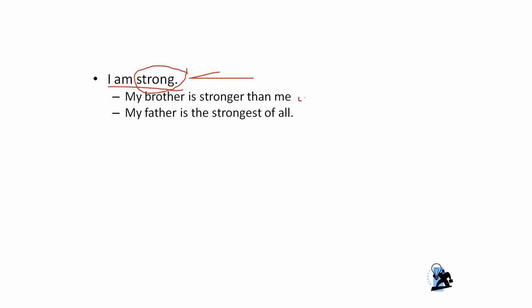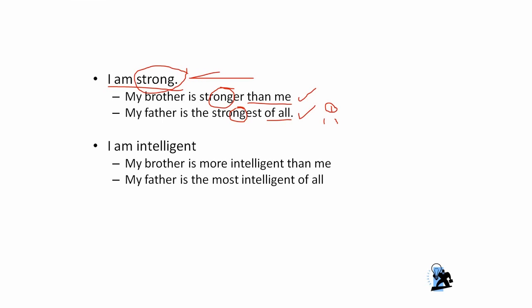Now here I am trying to compare myself with my brother. Now here there are 3 people, my father, me and my brother. And of course my father is strongest of all. So look at the keywords than me and of all, and look how the degree changes when I use these keywords. Let's look at another example.